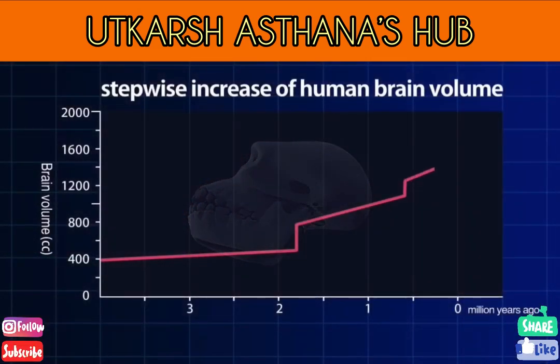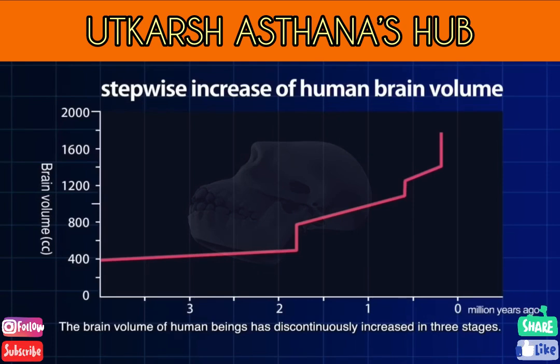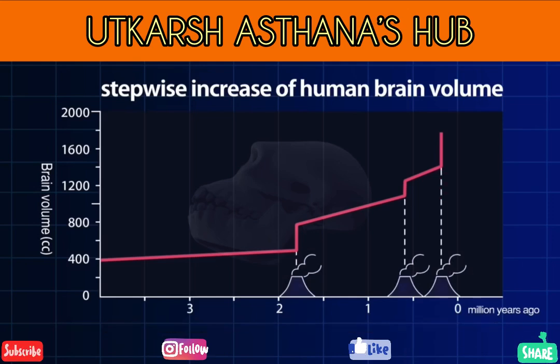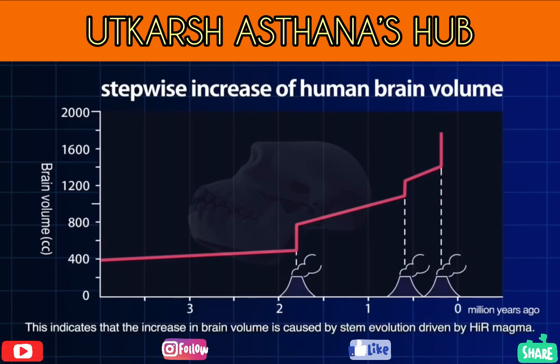Here you can see in this graph the stepwise increase of human brain volume. The brain volume of human beings has discontinuously increased in 3 stages. The growth of the brain volume seems to be synchronized with large-scale volcanic eruptions. This indicates that the increase in brain volumes is caused by stem evolution driven by high R magma.